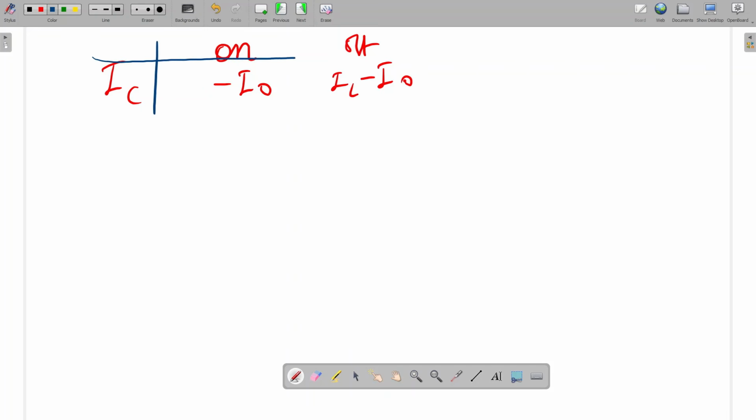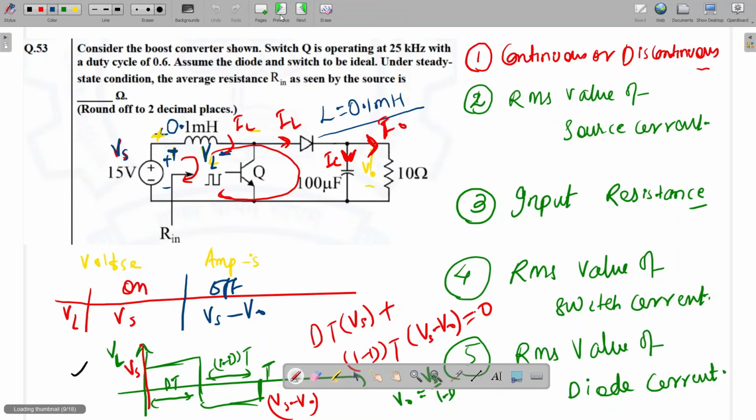Not clear, sir. Please, okay, I will explain once. See here, this is the IC. The switch is on, which means this diode will be off. This is the output current, so this side circuit is isolated. Here I naught will flow through like this one. So IC we can say as minus I naught. Is it clear? Yes, sir.